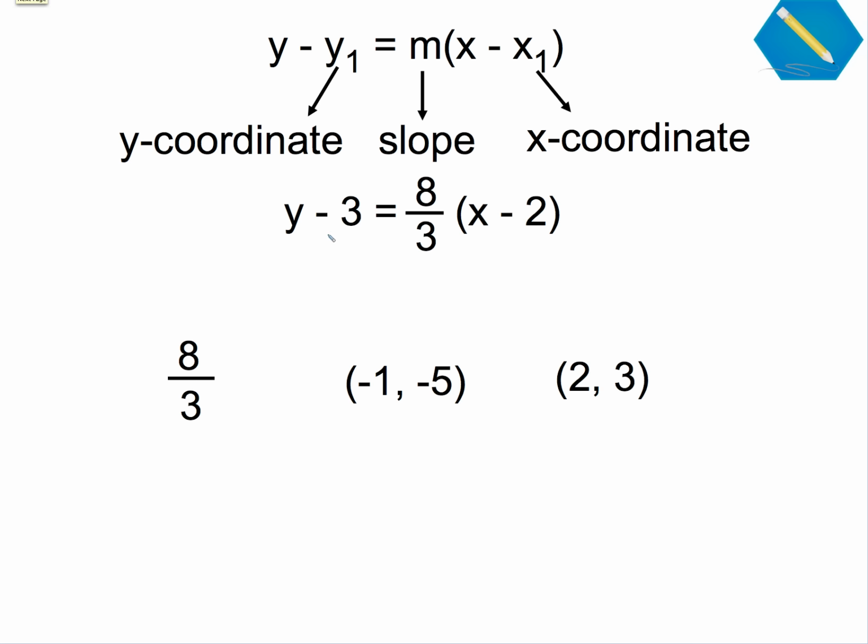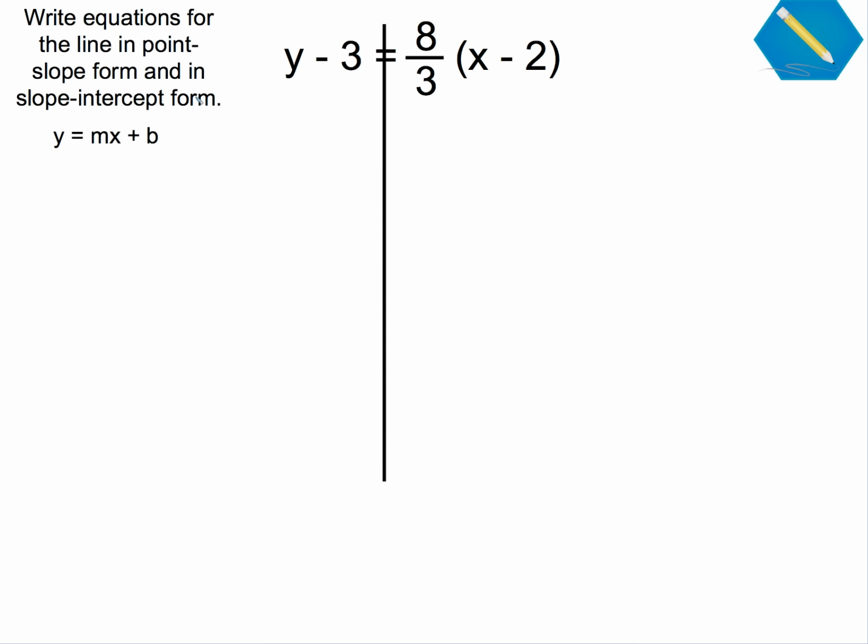So it's y minus 3. Remember, the y-coordinate has to go first. Equals the slope, which is 8/3. So I plugged that in there. Times the quantity of x minus 2, which is our x value. 2 goes right there. But remember, that wasn't the only thing that they were asking for.